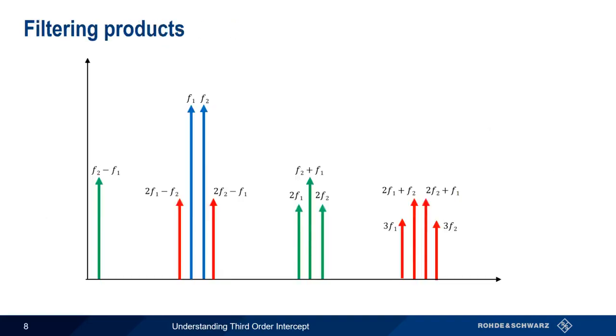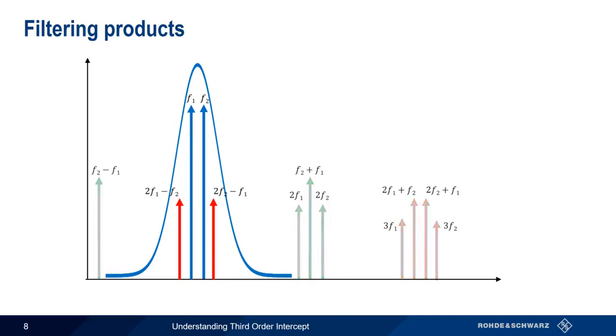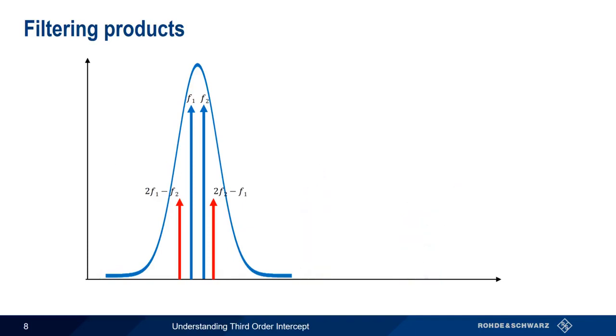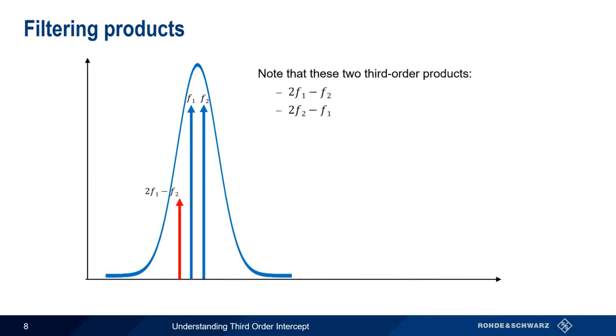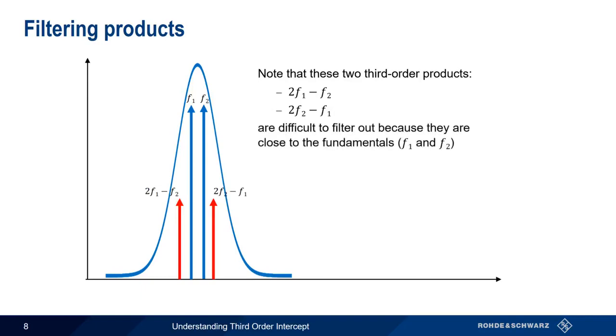Let's try to get rid of those unwanted harmonics and intermodulation products by placing a relatively narrow Gaussian-shaped filter over the fundamentals or desired signals. Most of the harmonics and intermodulation products fall outside of the filter bandwidth and are therefore easily attenuated or removed. However, two of the third-order products, 2F1 minus F2 and 2F2 minus F1 fall very close to the fundamentals, making it difficult to filter them out. So these two third-order intermodulation products are the ones that we're most interested in or most concerned about.